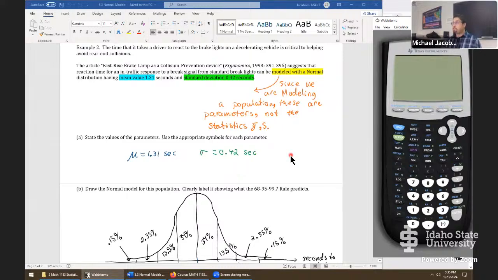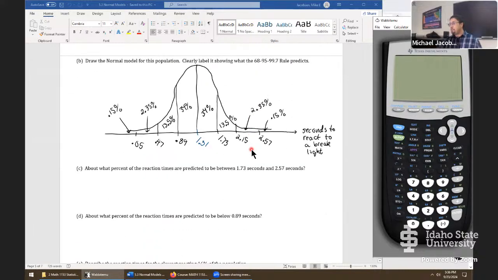This was about the time it takes to respond to a brake signal in ordinary traffic light type conditions. And we're told, from admittedly a really old article in 1993, that the time it takes for an in-traffic response to a brake signal should be modeled with a normal model, which is kind of nice, with a mean of 1.31 seconds and a standard deviation of 0.42 seconds. These are now parameters because we're trying to describe a population with those values. We're not trying to describe them using any sample any longer. So this is our assumed best guess of the population mean and the population standard deviation.